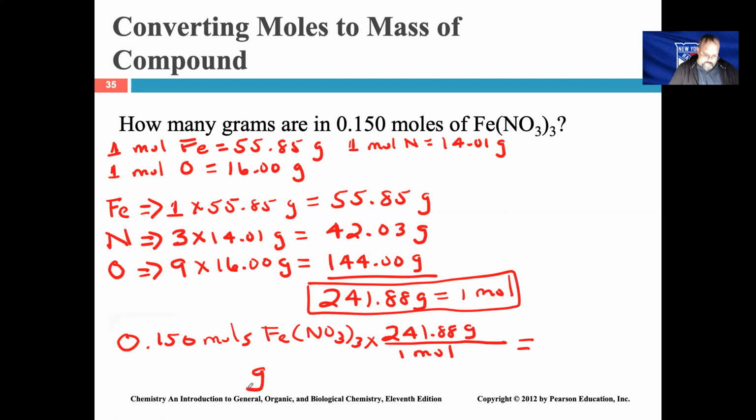So in this case, I'm going to multiply the 0.150 times 241.88. And when I come up with that, I get a number of grams of 36.28. So 0.15 moles of iron 3 nitrate formula units would give a mass of 36.28 grams. And your homework questions will give you practice in terms of elements and compounds, not only calculating molar mass, but converting between grams and moles.